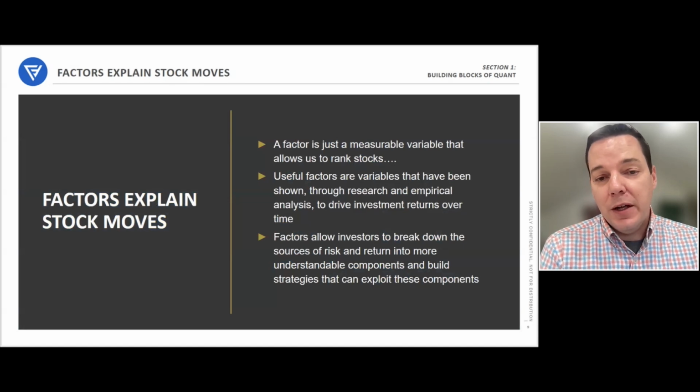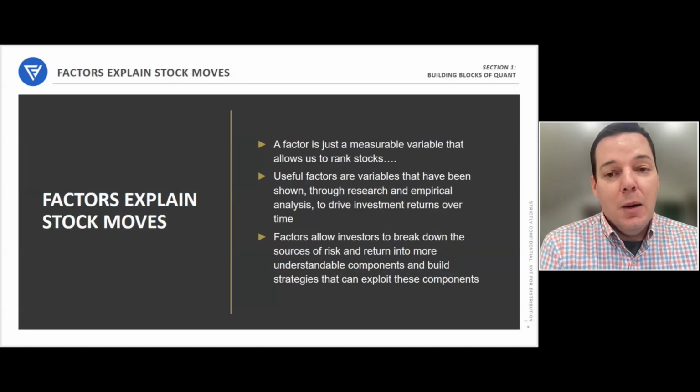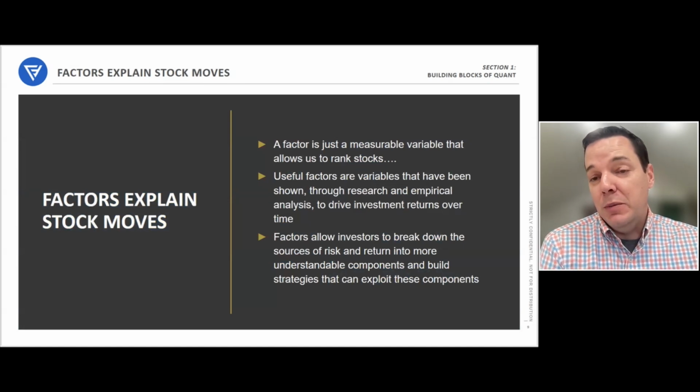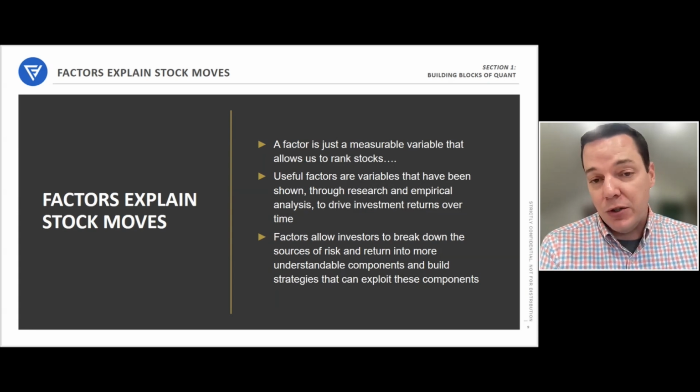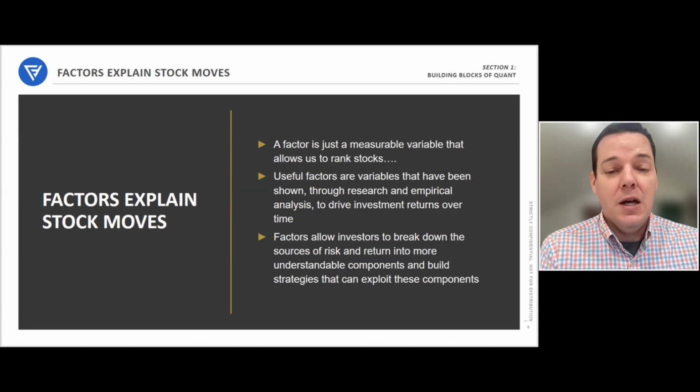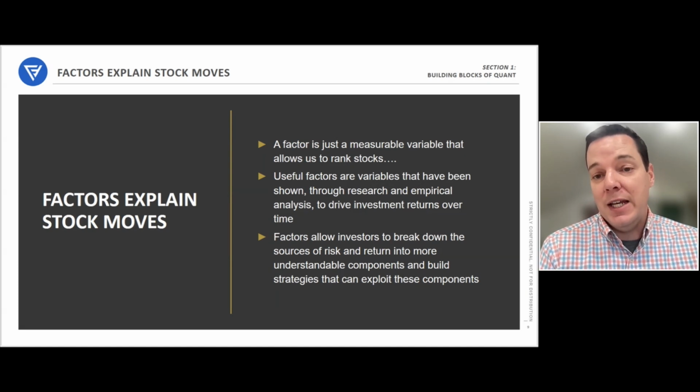All right, so looking at factors. So what is a factor? A factor is really just a measurable variable that allows us to rank a stock. It can be something really traditional, like a price to book value or a price to earnings value, or it can be something that, like I mentioned, is less traditional, like a sentiment signal that's using a natural language process. Useful factors are variables that we can actually tie to some kind of result within the stock.